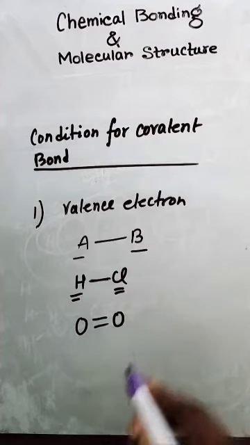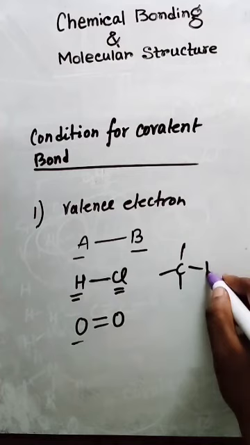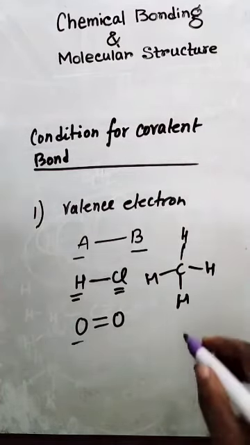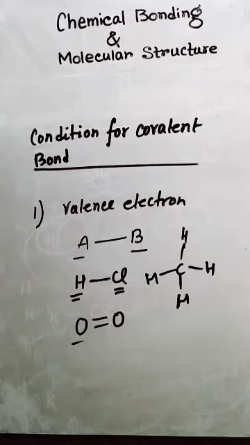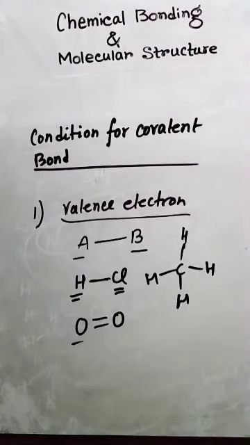Similarly, oxygen-oxygen is covalent in nature. Similarly, in methane, carbon and hydrogen are both non-metal in nature. So actually, a covalent bond is formed between two non-metals, and if the valence electrons of the non-metal are more than 3, then there is a chance to form a covalent bond. So valence electron plays a crucial role in the formation of a covalent bond.